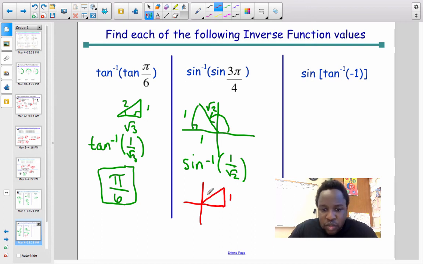The opposite side is 1. The hypotenuse is square root 2. The adjacent side is going to be 1. You don't really need this, it just helps us visualize the special right triangle a little bit more. So we have 1, 1, root 2, like leg leg root 2. So this theta must be pi over 4.